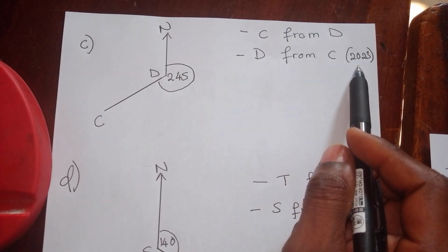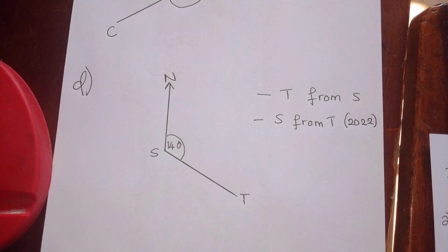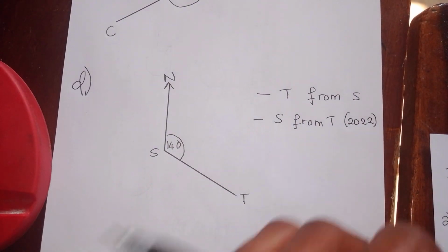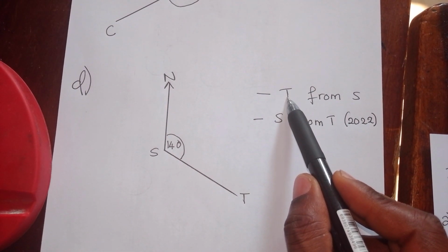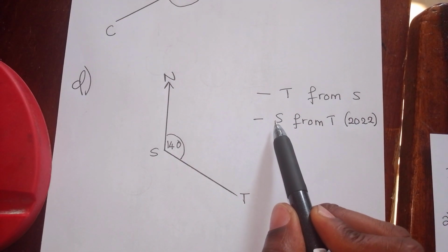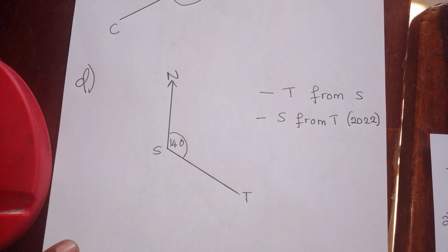So this part was from 2023, Math Paper 1. I'm not sure if it was internal or external. And then on part D, you are finding the bearing of T from S and the bearing of S from T. This was 2022. Okay, enjoy.